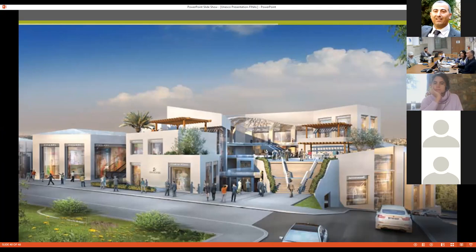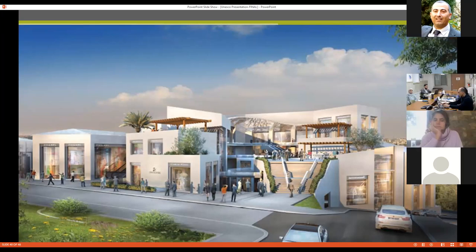So here we have a conflict between what we should have for Beit Lahem and, when we think about having such huge buildings, such a huge commercial center, it will affect and conflict with the main idea.